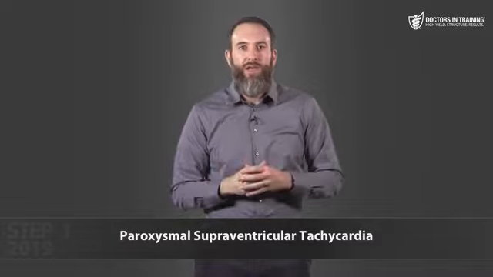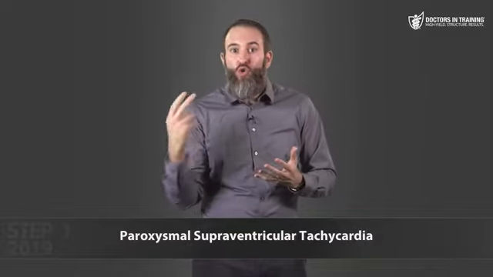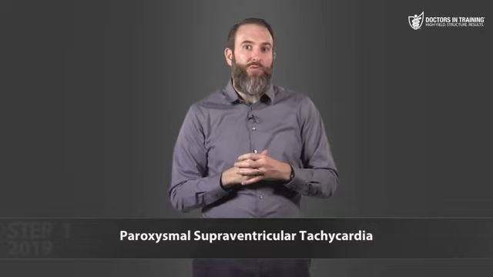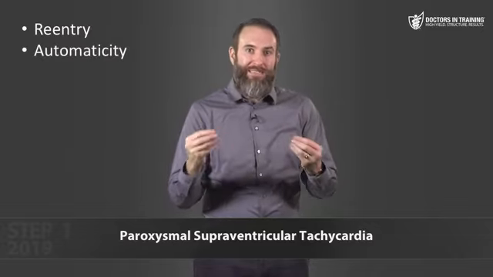All right, so now let's move on to paroxysmal supraventricular tachycardia. This is a rapid heart rhythm that originates at or above the AV node. So the signal's coming from the top of the heart. So the name is pretty descriptive. In general, there are two mechanisms, and this is similar to what we just talked about in WPW. There can be re-entry or automaticity.